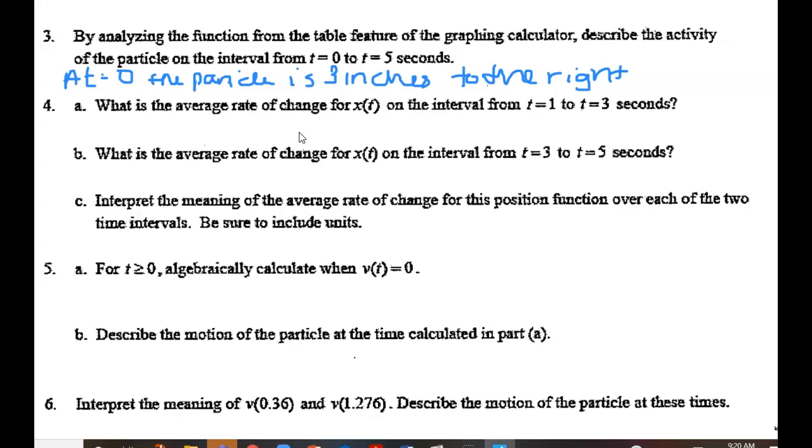At 5 seconds, the particle is at 98 inches. And again, I'm seeing that from the table. So at 5 seconds, the particle is 98 inches to the right.